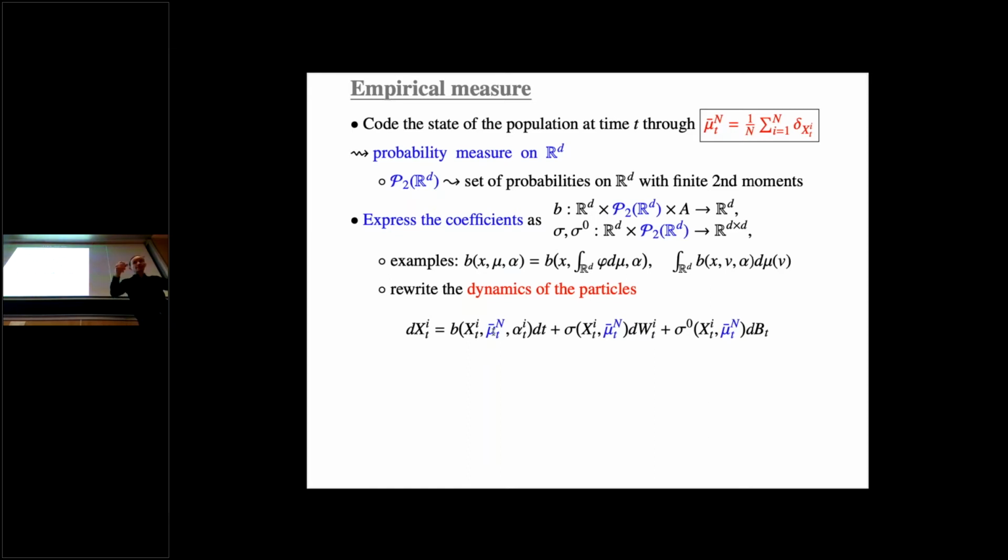And once again, the key fact is that this collective state is summarized by means of the empirical distribution. And so you have this in B, you have this in sigma, and in sigma naught, which is the volatility driving B. One thing that you should realize at this stage is that there is a lot of symmetry between the particles. Everybody is using the same B, the same sigma, and the same sigma naught. So you see that there is a lot of symmetry between the particles, and this is precisely the point that I'm going to use next to pass to the limit.